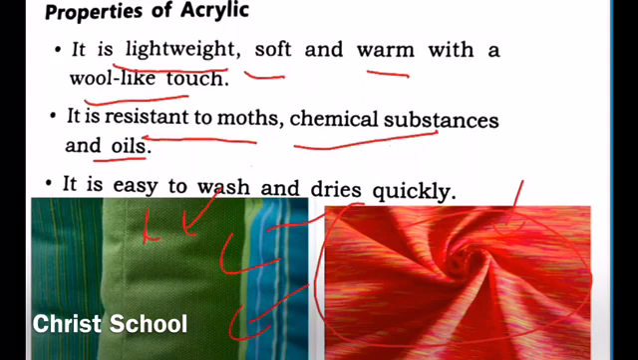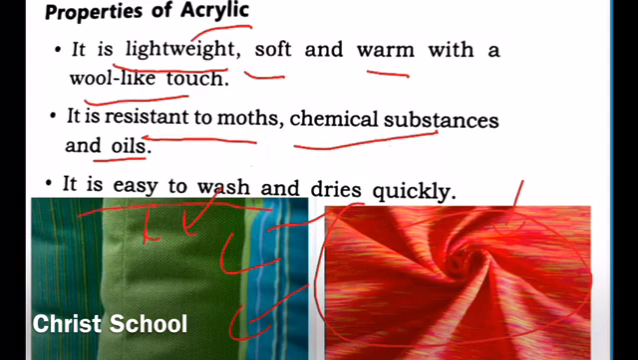And also it is not expensive. But in the case of wool, you can see that wool is expensive, but it can be attacked by moths, insects or chemical substances. So in that scenario, which is the best one? Yes, definitely acrylic, because acrylic gives the properties or advantages of wool. At the same time, it is better than wool in the case of resistance to moths or chemicals.